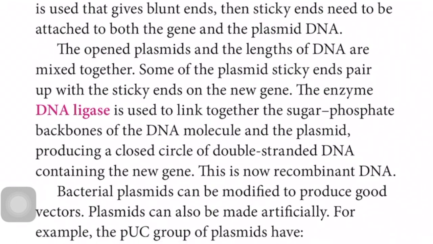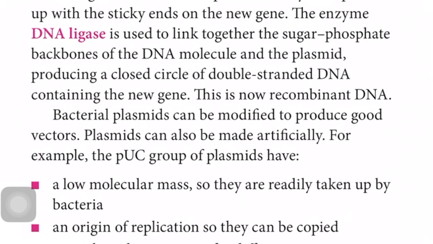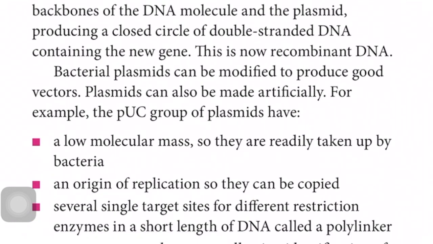Some of the plasmid sticky ends pair up with the sticky ends of the new gene. The enzyme DNA ligase is used to link the sugar-phosphate backbones of the DNA molecule and the plasmid, producing a closed circle of double-stranded DNA containing a new gene. So the plasmid, when we cut it using restriction enzymes, I have explained how they work. So this is now recombinant DNA. Bacterial plasmids can be modified to produce good vectors.